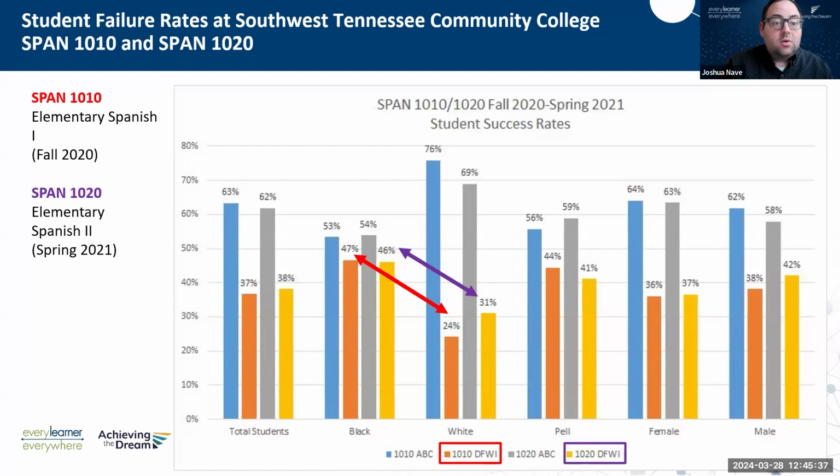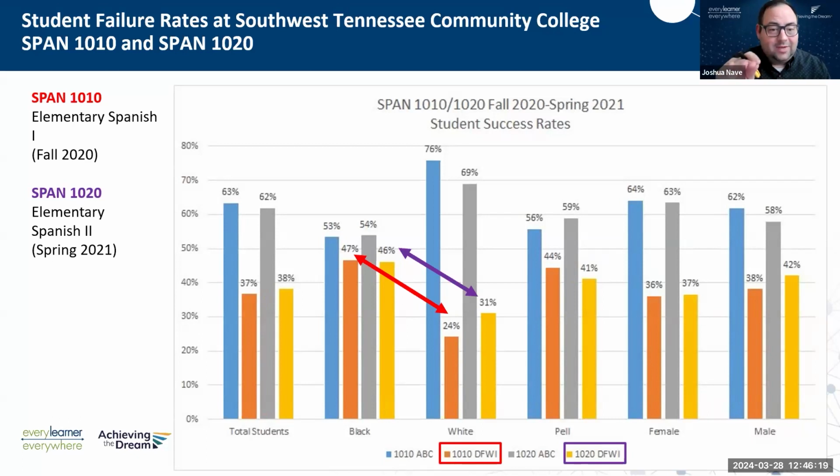Spanish is not a general ed course, and even on the grant that I'm on right now, Spanish is not a course that we look at because it's not a high enrollment, high fail course. So basically no one was looking at the data for Spanish. And so when we pulled the data, we were quite embarrassed, because we thought we were doing better. And so when we saw, like you see on the screen there, from our Spanish 1010 students, the semester before we did our pilot, when you look at our Black students in comparison to our white students, these are failure rates.